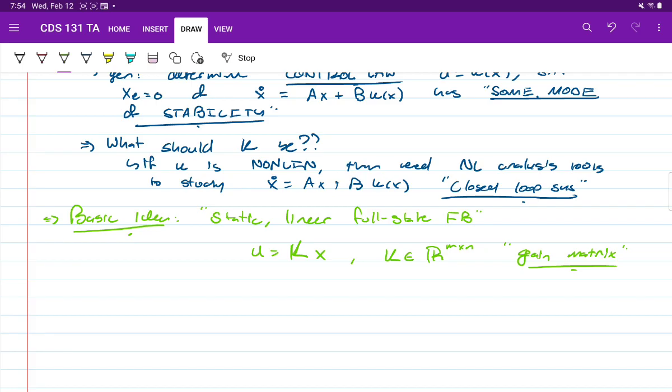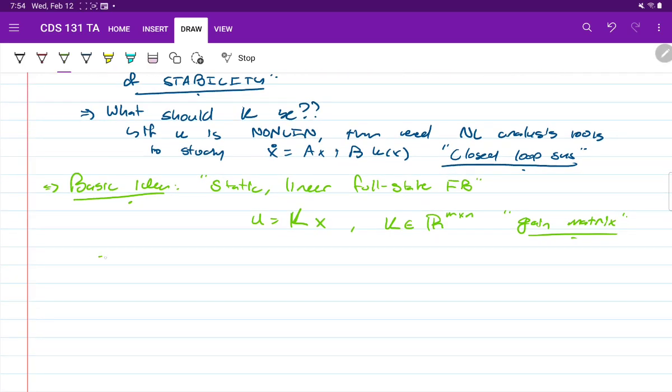Okay, so let's see if we can figure out whether this nice static linear full state feedback control law actually gives us what we want. Let's go ahead and plug it in. If we plug this into our system, we get x dot equals Ax plus BKx. If I factor out an x, then I get x dot equals (A plus BK) times x.